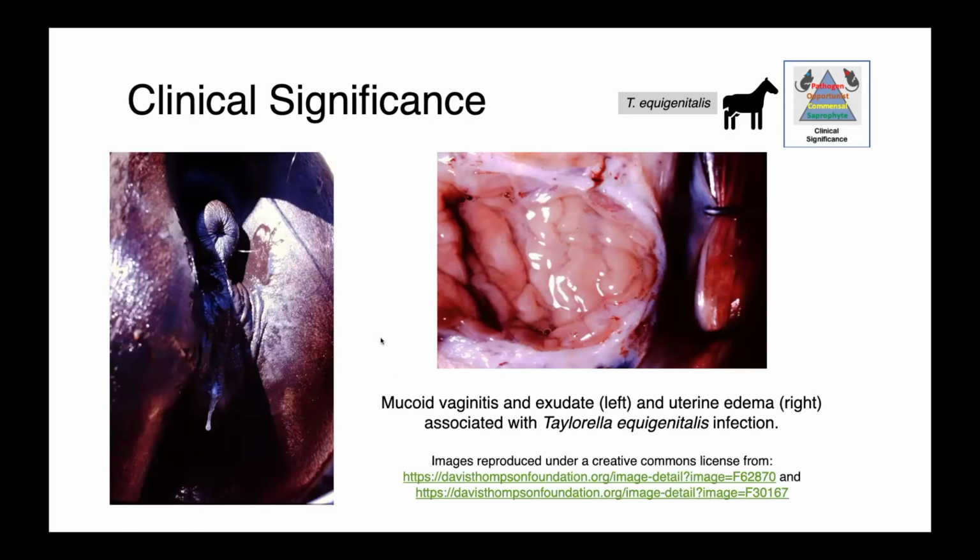In these images here, you can see pathological lesions associated with this organism in mares. On the left, we have a mucoid vaginitis, and there's some sort of tenacious discharge that you can see dripping out here. And then on the right, we have uterine edema. So this causes metritis, it causes a return to estrus, and it's associated with this inflammatory process of the uterus.